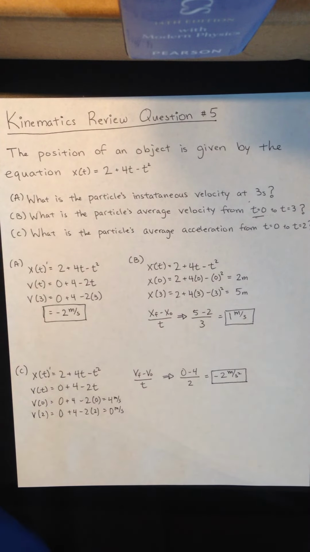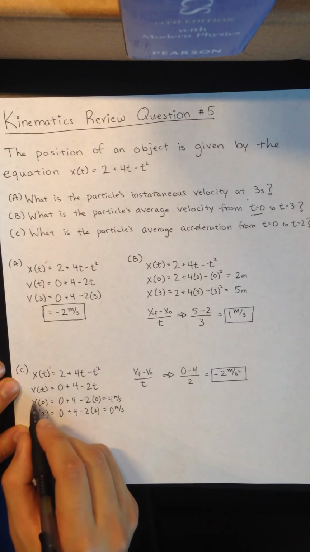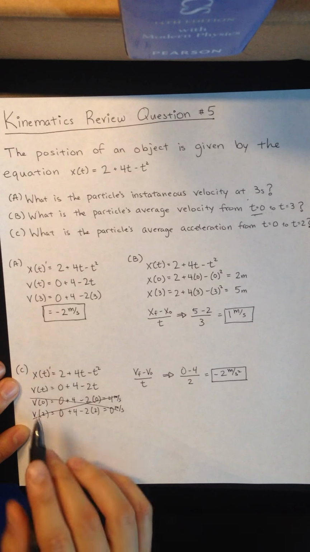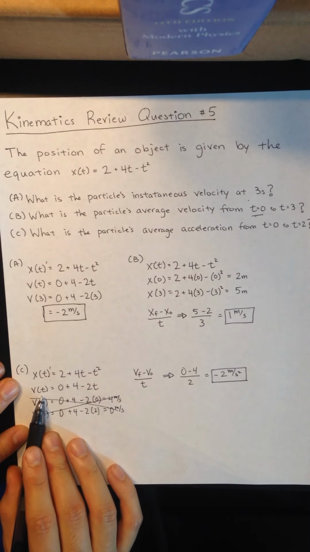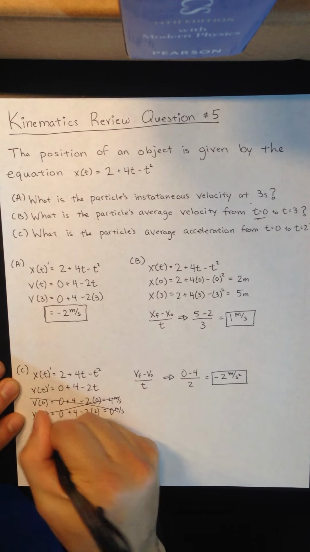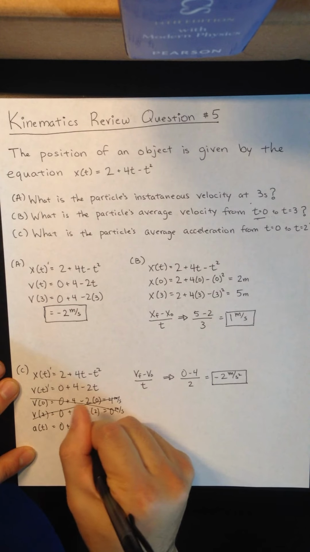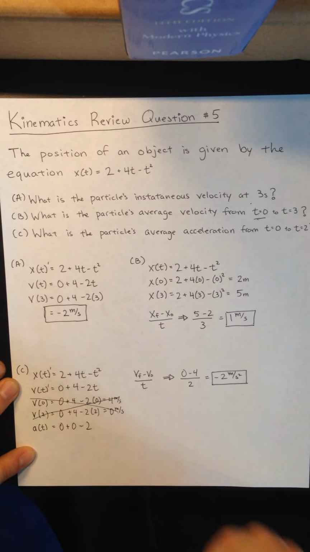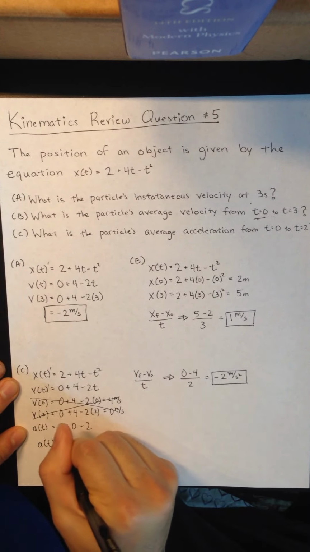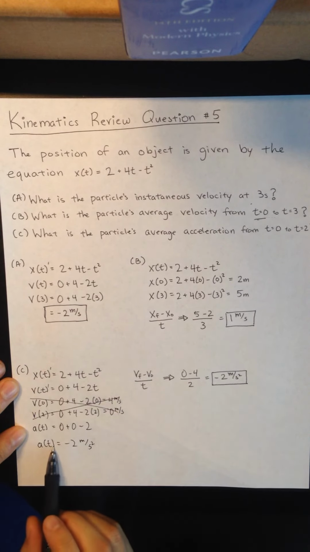Another way of doing this problem is, let's ignore this for now. We found the velocity as a function of time, and what we're going to do is find the derivative of this, which gives us the acceleration as a function of time, and that's going to give us 0 plus 0 minus 2. And what we realize is the acceleration as a function of time is going to equal negative 2 meters per second squared, no matter what the time is.